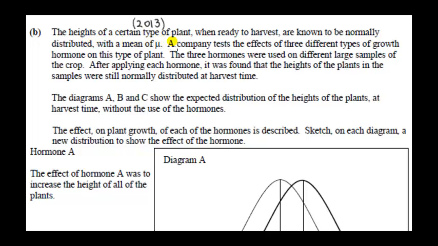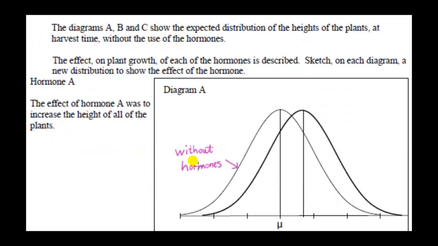The heights of a certain type of plant when ready to harvest are known to be normally distributed with a mean of mu. The diagrams show the expected distribution of the heights of the plants at harvest time without the use of hormones. So this curve here is the distribution of plants without the use of hormones. You can see the mean is mu, so it's a normal distribution centered at the mean mu.